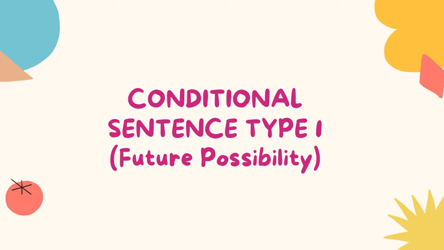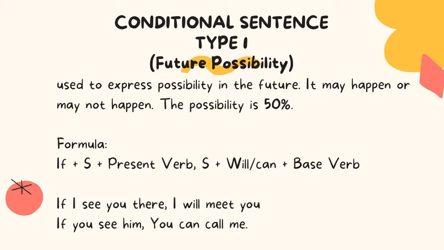Conditional sentence type 1 is used for future possibility. It is used to express possibility in the future. It may happen or may not happen, so the possibility is 50%. You need to remember that this sentence is used for something that may happen in the future.